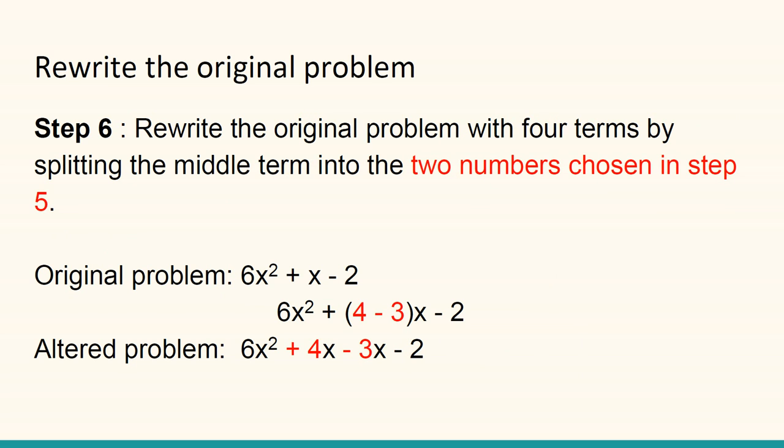So next, we rewrite the original problem. In order to factor by grouping, we need 4 terms. So we rewrite the equation using the factors from the previous step. Is there another way to factor 6x squared plus x minus 2? This is not the only way to factor. There's many ways to factor out this expression, but for demonstration purposes, we're going to factor by grouping, as you will see in the last step, just to let you know there's no right or wrong way.